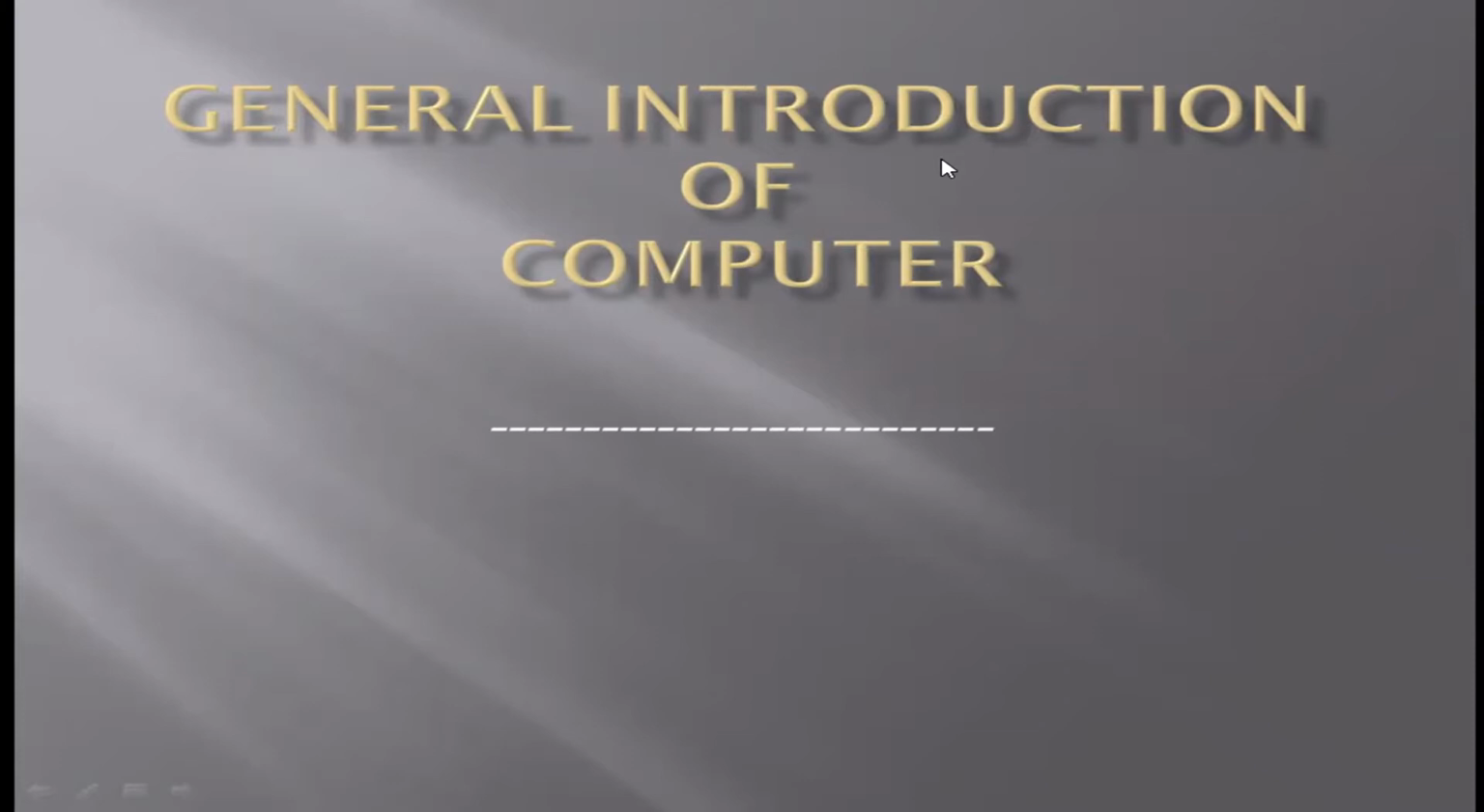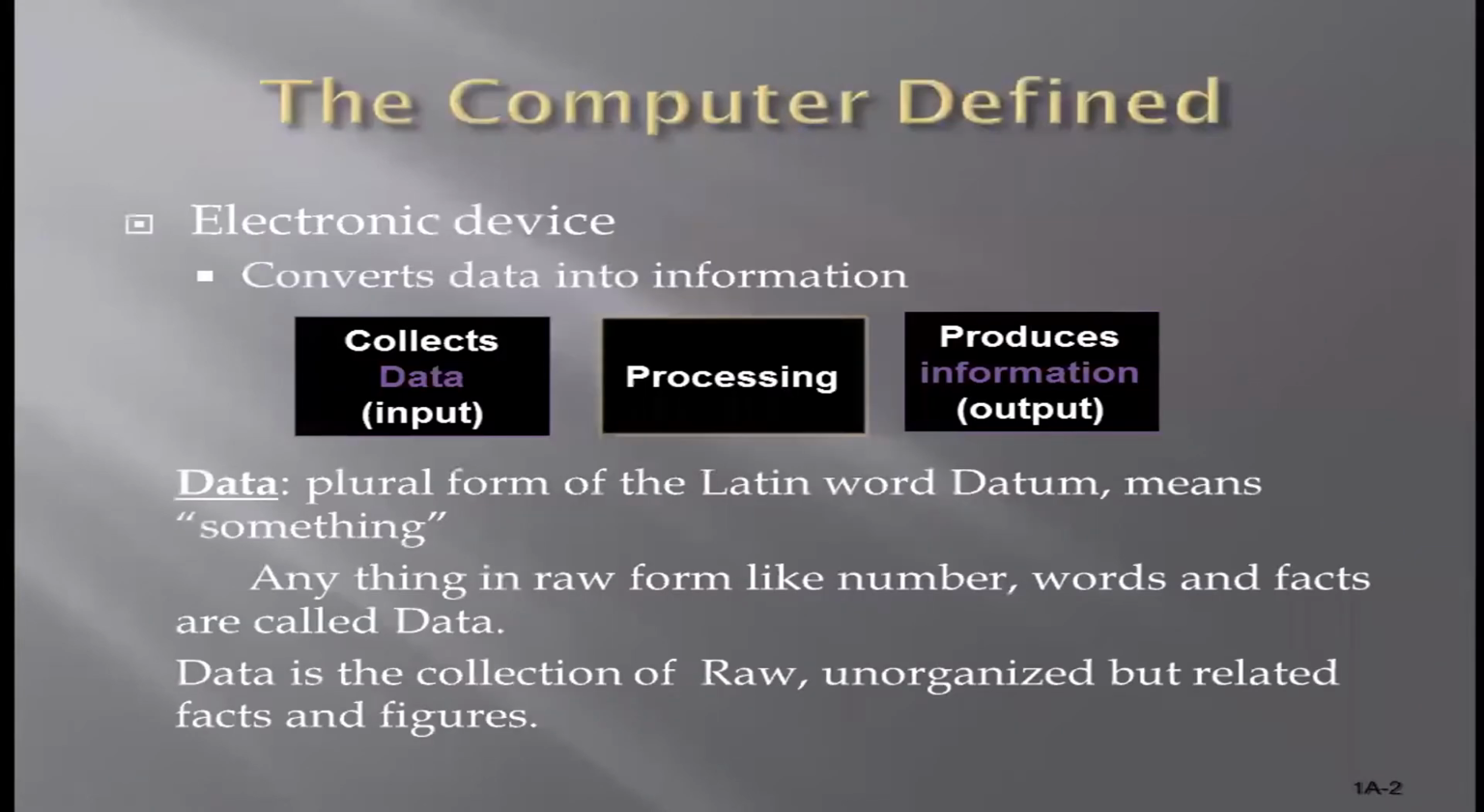General introduction of computer. First, we will see what a computer is, and we will start with the definition. What is a computer? An electronic device. A computer is an electronic device, which means it needs electricity to work, and it converts data into information. Its main function, its main responsibility, is that it collects the data the user feeds into the computer, processes this data, and converts the given data into information.